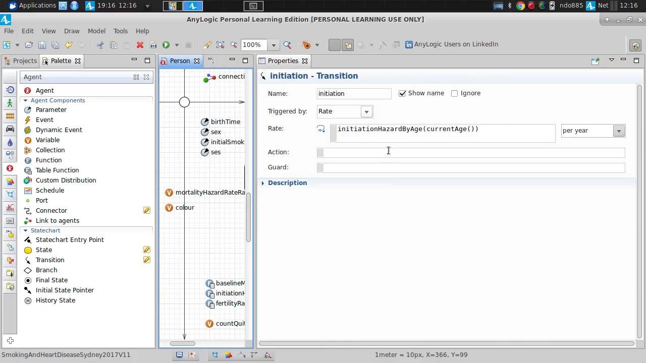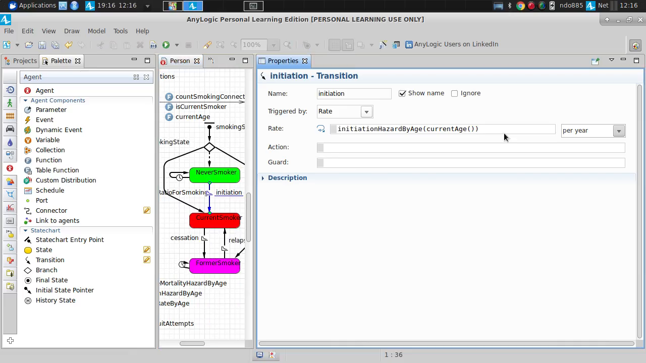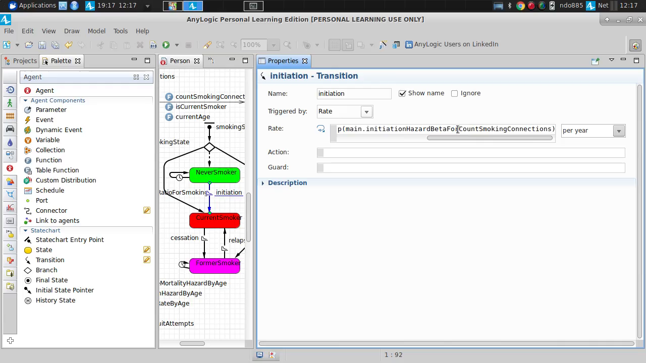Okay, ladies and gentlemen, let's go back now to initiation. And now let us reap the benefits of our labors. Okay, here we go. So we are going to now add in a term here. There's a baseline initiation hazard by age. And now I'm going to add in a term. It's going to be an exp. We're going to multiply the initiation hazard for smoking connections by the what? That's the beta, and we multiply it by what? The count. Count smoking connections.